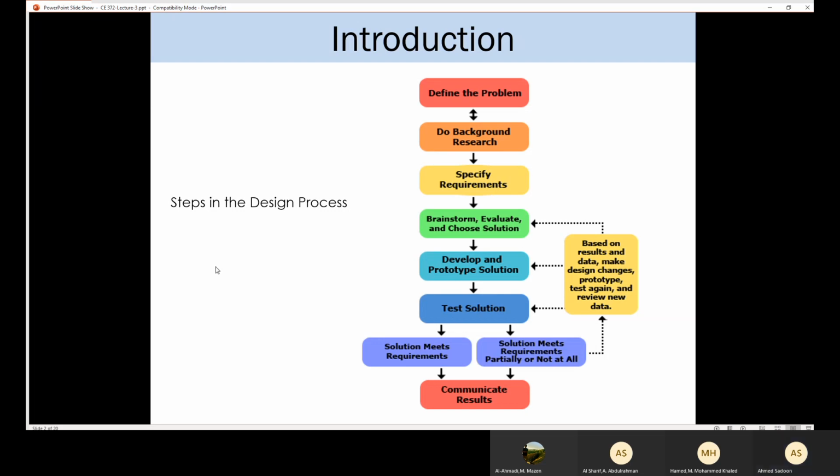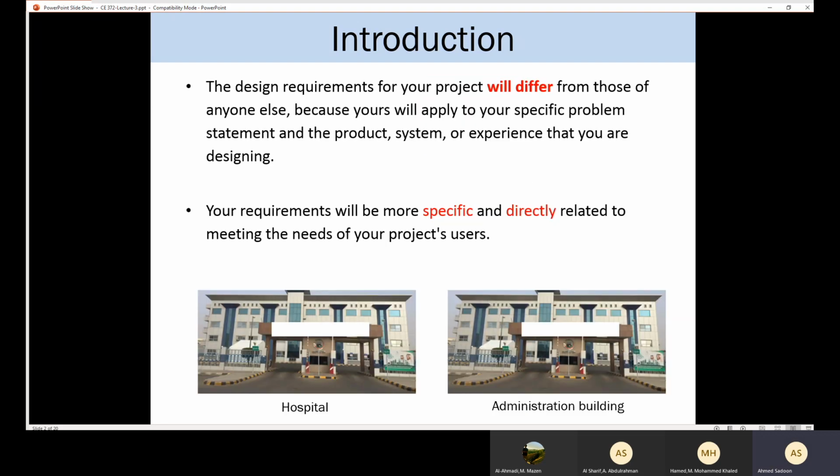Then I'm going to ask a question. Do you think the design requirements are going to be the same for every project? The answer is no. So the design requirements for your project will differ from those of anyone else. Why? Because you are going to apply your specific solution to the specific problem.